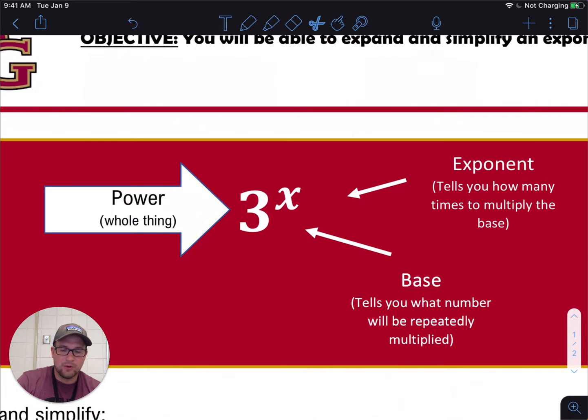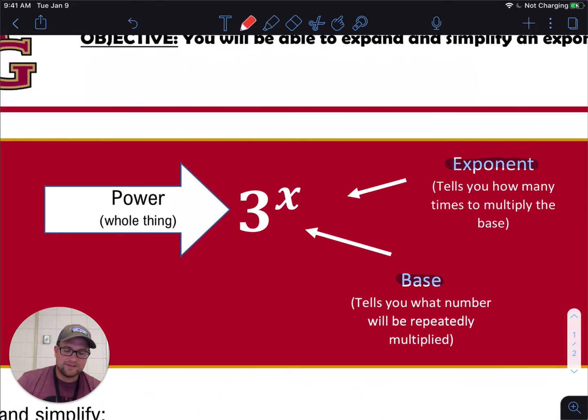In the box below, we have an example power that is written as 3 to the x. A power has two parts. The first part is what we refer to as the exponent, and the second part is what we refer to as the base. These two parts work together to form a power. Now, what the exponent tells you is how many times to multiply the base by itself. And the base is the number that's going to be multiplied a repeated number of times.